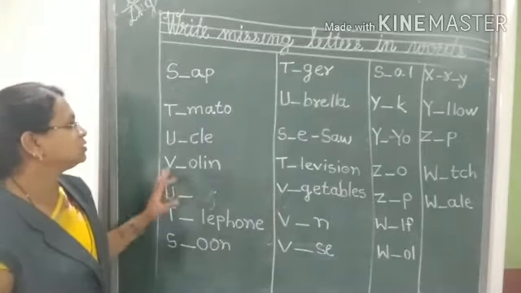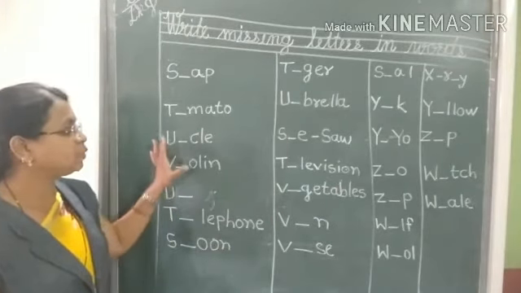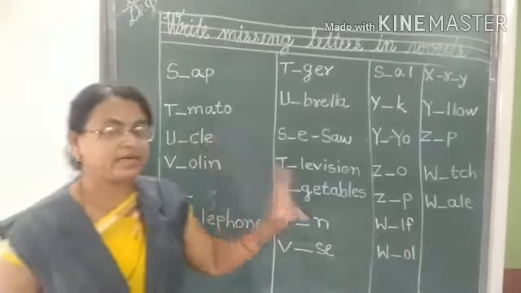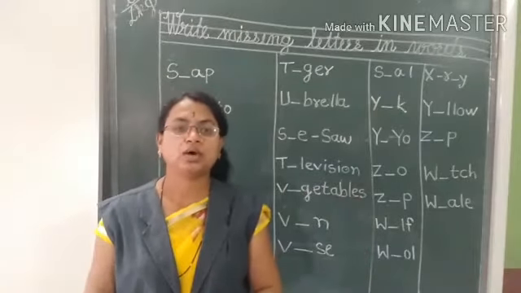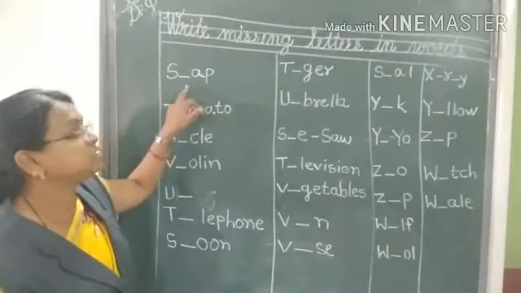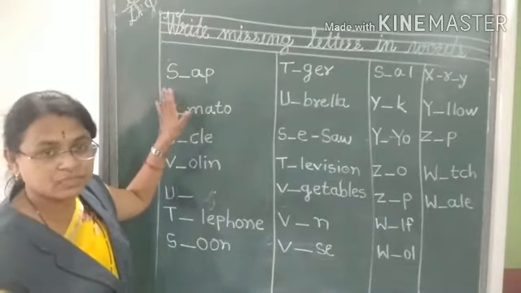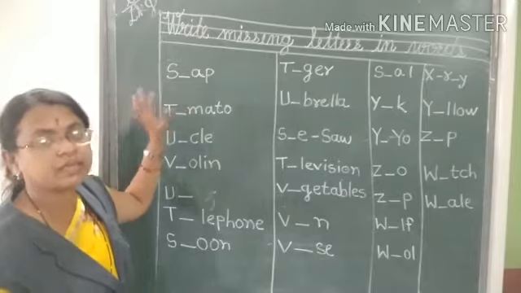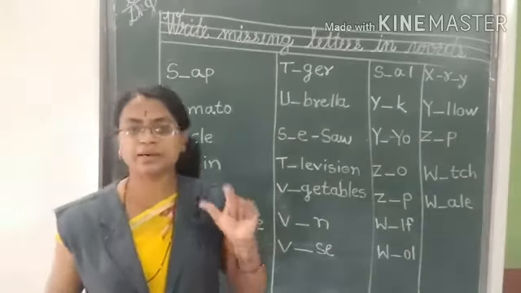Here are given some words. यहाँ पर क्या दिया हुआ है? S से Z तक words दिए हुए हैं. तो आपको वो words को देख के क्या करना है? Write missing letters in words. आपको ये वर्ड्स ढूंढ के उसमें जो मिसिंग वर्ड्स है वो आपको वहां पर लिखना है.